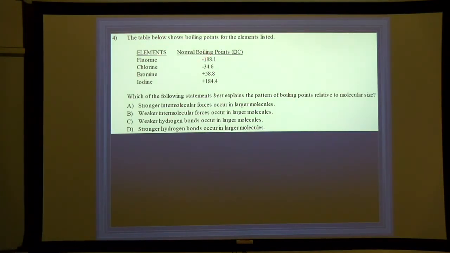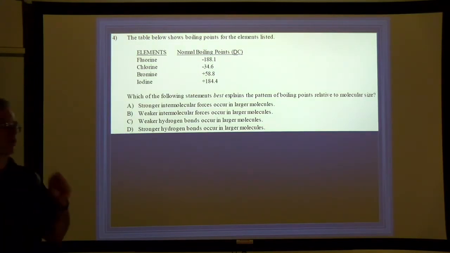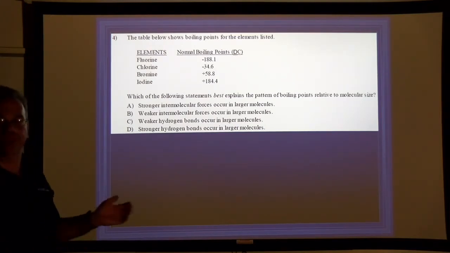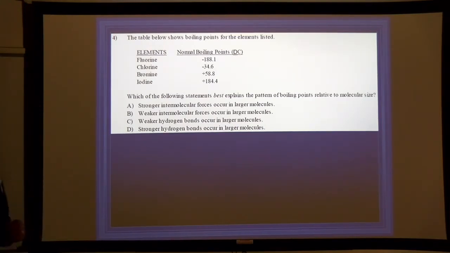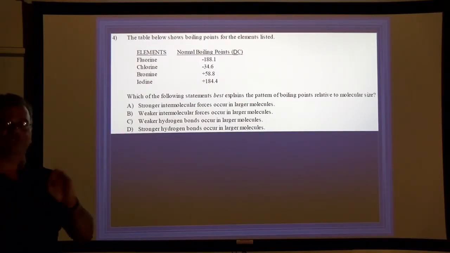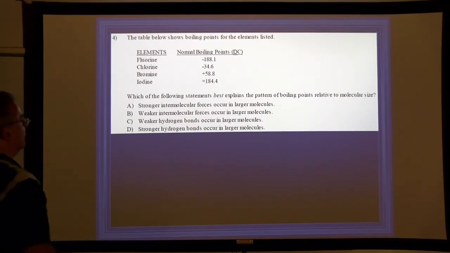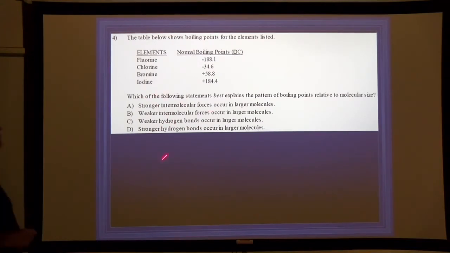They're talking about the boiling points. Turns out boiling point is a critical way to measure IMF. The higher the boiling point, the stronger the IMF attractions between molecules. So you notice fluorine has a negative 188 versus iodine has a positive 184. So iodine has stronger IMF. That's important. So boiling point can be used as a measuring tool of IMF. Right? So stronger intermolecular forces occur in larger molecules.